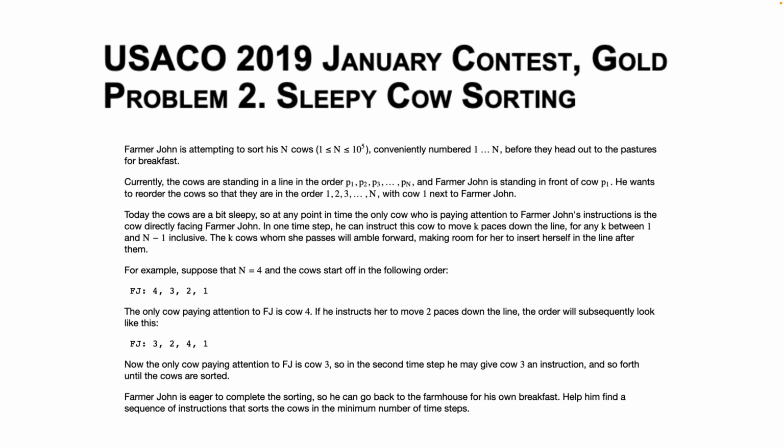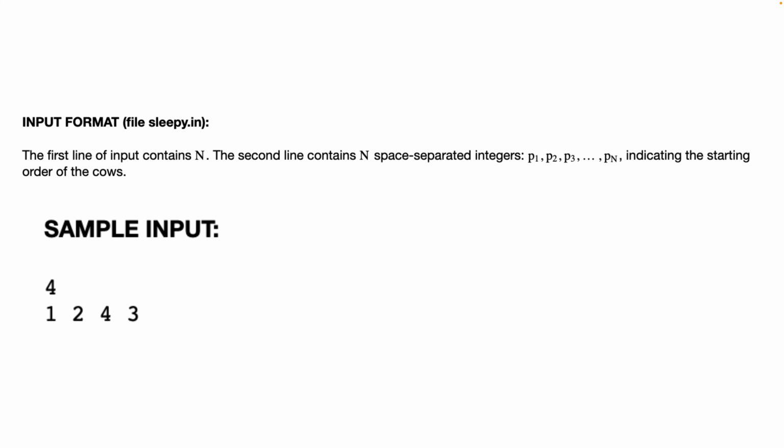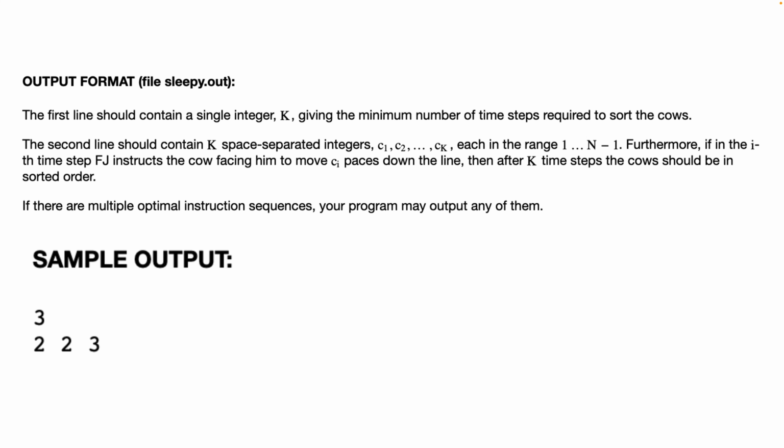Okay, first we'll need to read the input, which is this. The first line of input contains N, which is the number of cows, and then the permutation of cows. And that's pretty simple, it's straightforward. So we'll move on to the output, which will first output a single integer of the minimum number of steps required to sort the cows, then each individual instruction that Farmer John will give to the cow at the front in order to sort the cows.